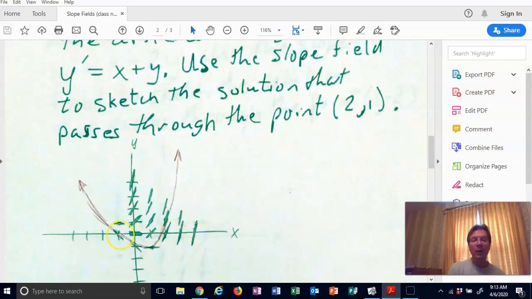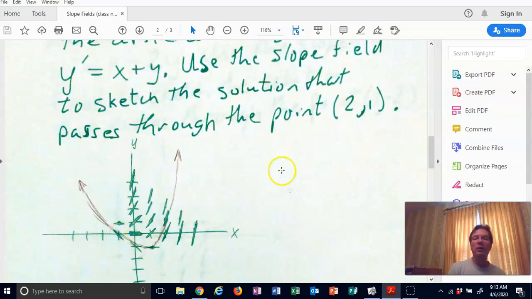Let me move to the point negative 1, 0. X is negative 1, y is 0. Negative 1 plus 0 is negative 1. The slope would be negative 1. All right? And then just move to some other points.